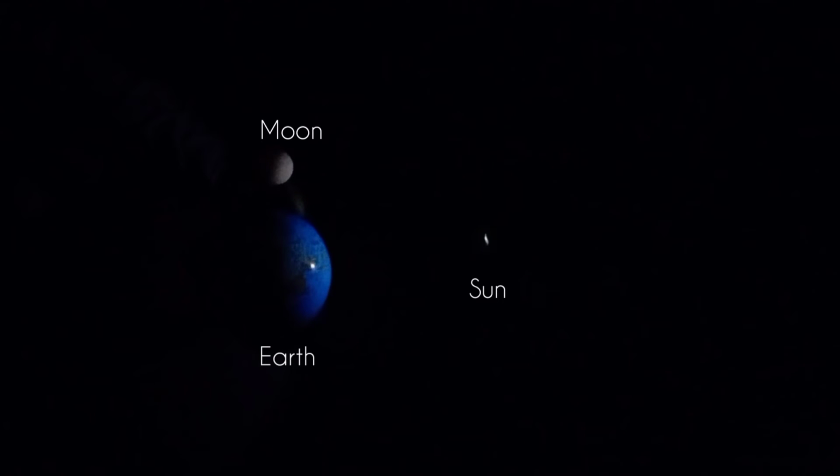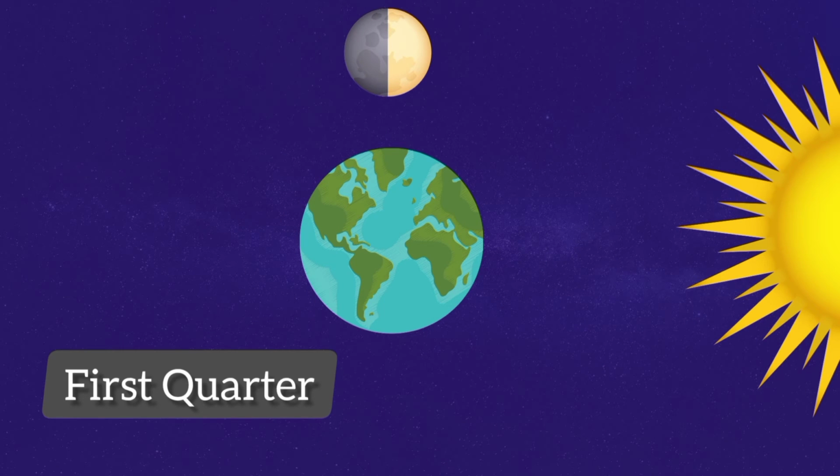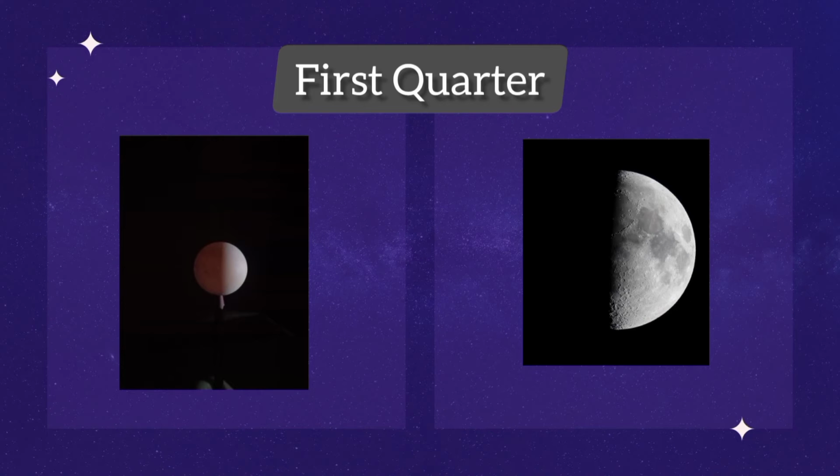Then, the moon moves until it is a quarter turn from its initial position. This phase is called the first quarter. We can see that the right half of the moon is lit, while the left half is dark.